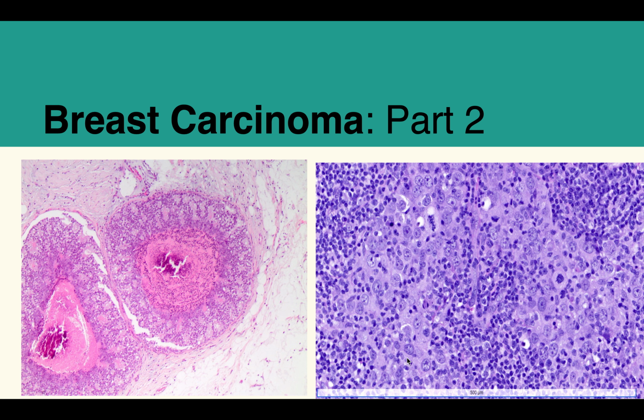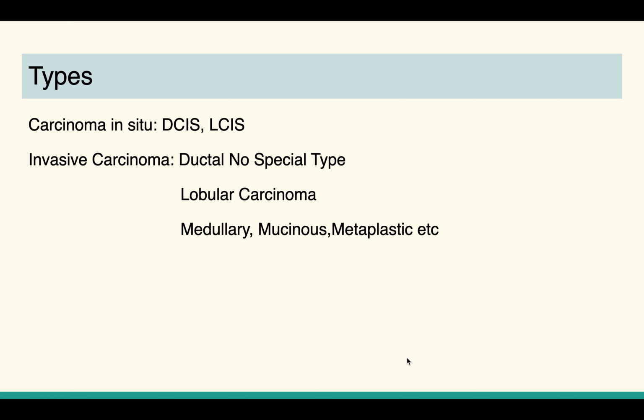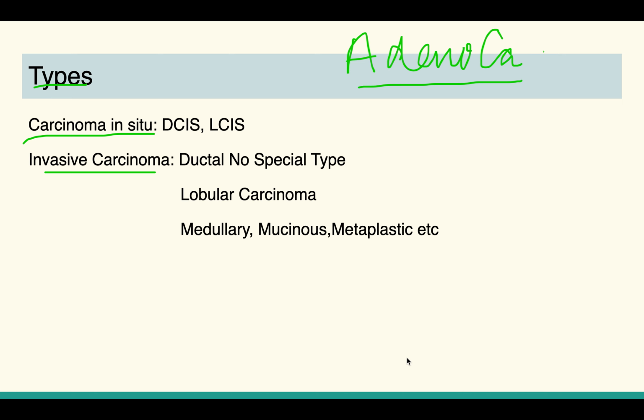In this video we'll discuss part two of breast carcinoma. Here we'll discuss the types of breast carcinoma. Breast carcinoma can be divided into carcinoma in situ and invasive carcinoma. One thing is that the majority of breast carcinomas are adenocarcinomas, around 95%. We are talking about them only.